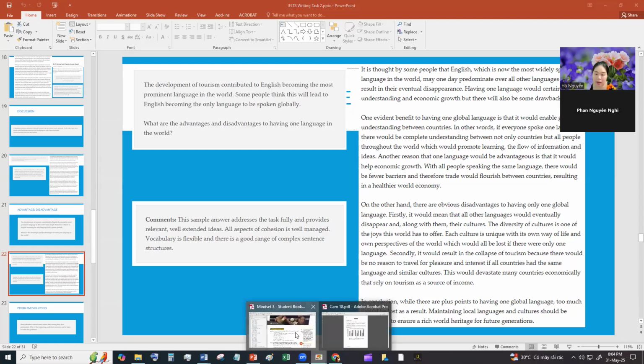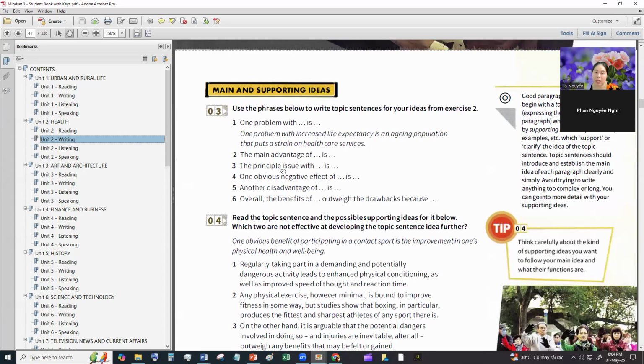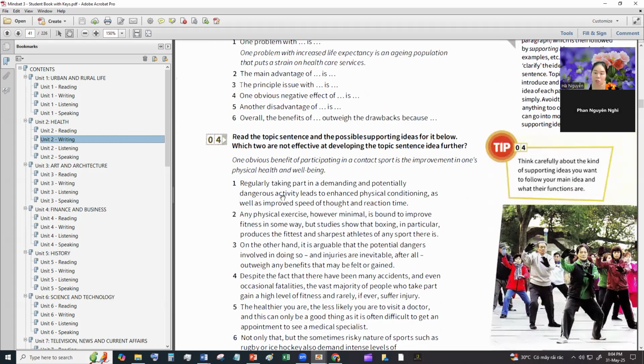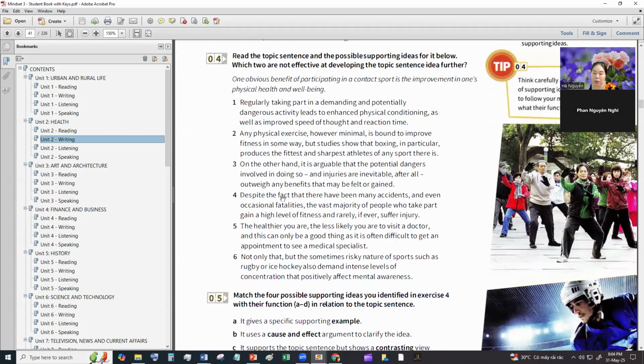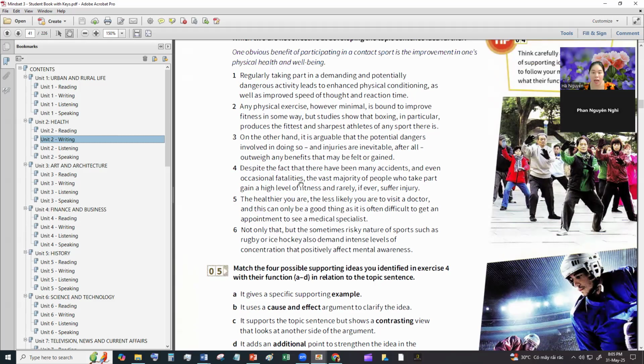Okay, and in the course book, we learned the direct way, going straight into the topic. Now, there are also supporting sentences. So you can support your main idea in the topic sentence in 4 main ways. You can give specific supporting example. You can analyze the cause and effect to clarify your idea. You can show a contrasting view that looks at the opposite side of the argument, and you can add additional information. So these are completed in 1, 2, and 4, 6, okay?